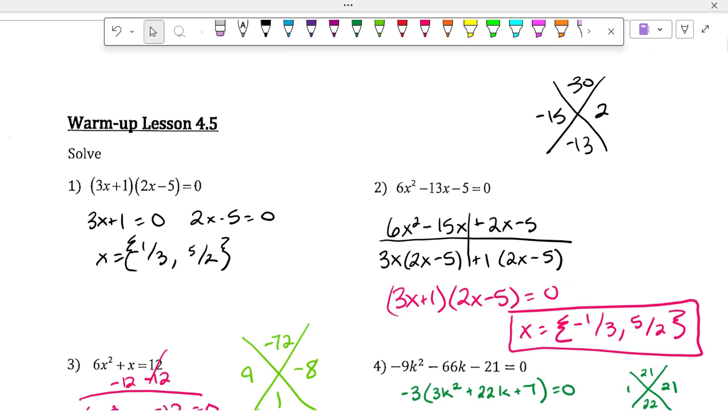So this one, they already factored it for you. So all you had to do is set both factors equal to 0 and solve. This one was just AC method. So a times c, do your big X, and then split apart the negative 13, factor by grouping, set both factors equal to 0 and solve. So any questions on those two?